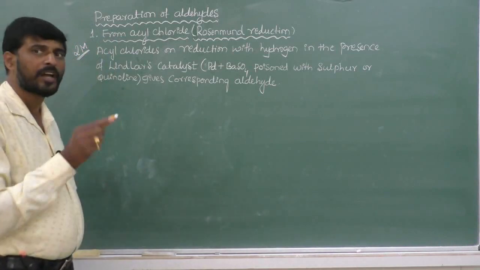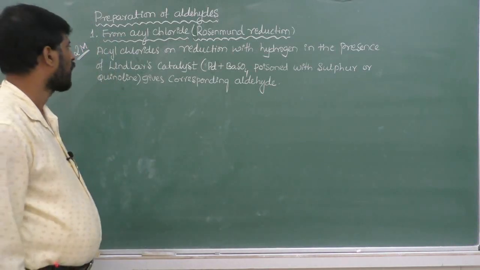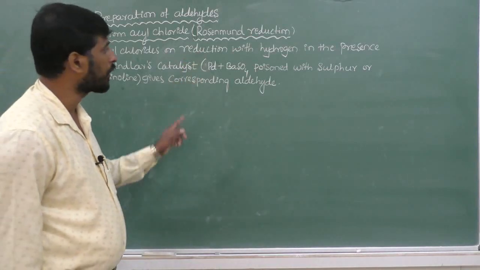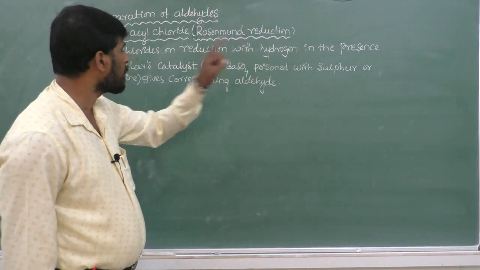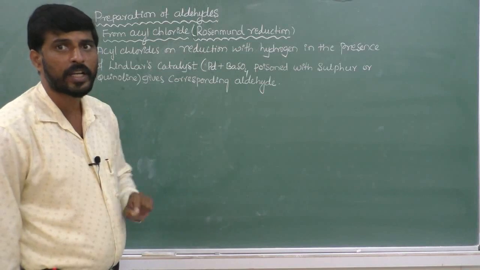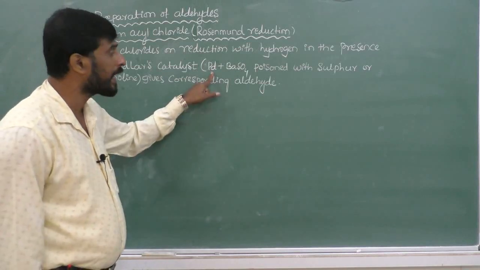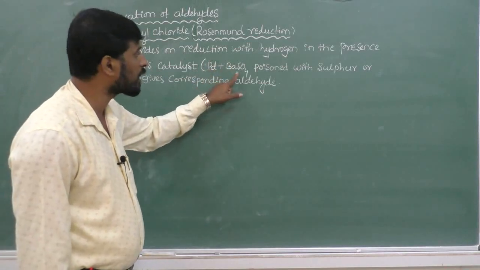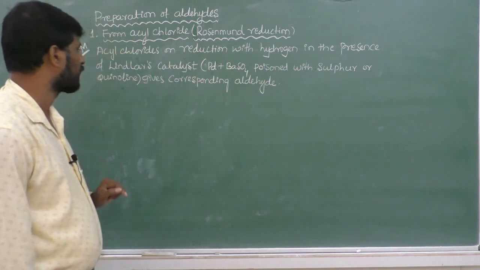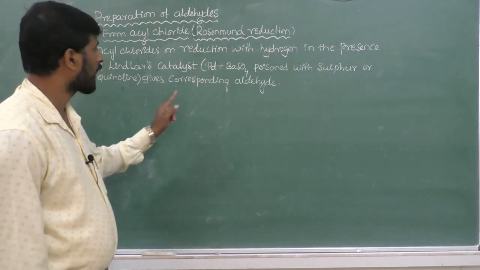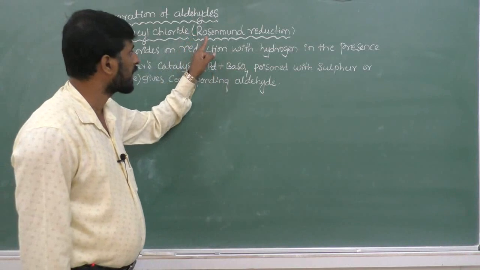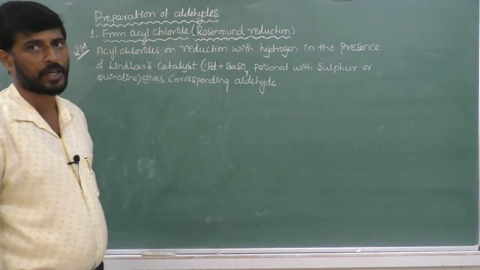Acyl chloride, or we can call it acid chloride, on reduction with hydrogen in the presence of Lindlar's catalyst. Please remember, which is called Lindlar's catalyst? The palladium supported over barium sulfate, which is poisoned with sulfur or quinoline, gives the corresponding aldehyde, and this reaction is known as Rosenmund reduction.